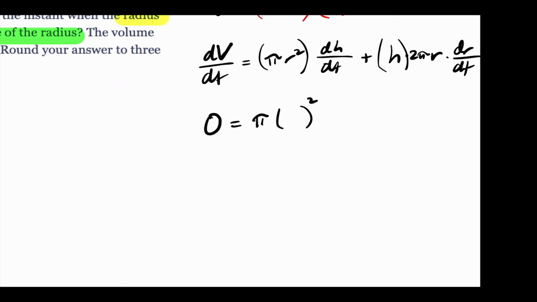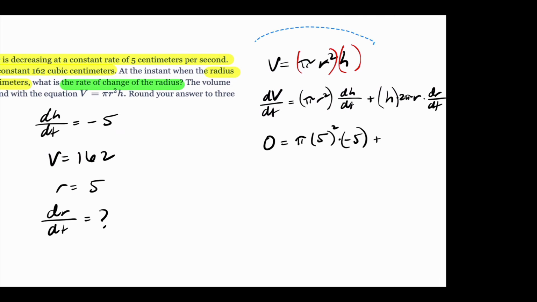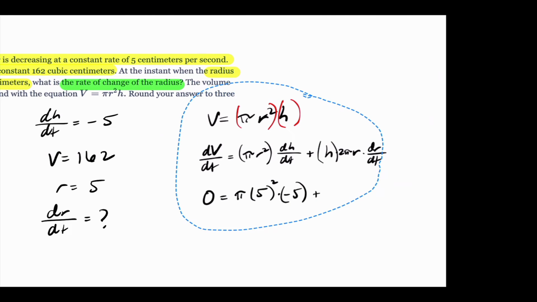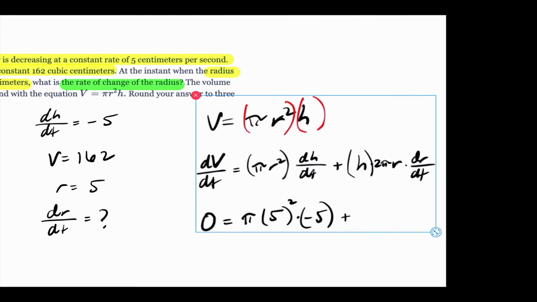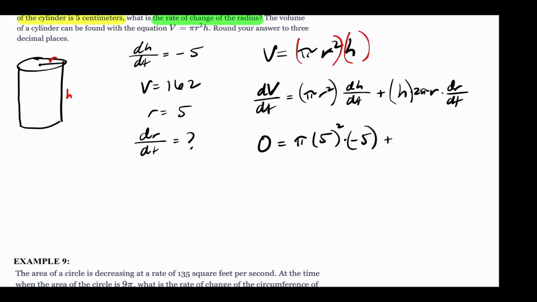Pi times r squared. R is 5. Times dh dt. Negative 5. Plus h. Do I have h? No, I don't have h. Let me move this down here so I give myself a little more room. I'm already trying to find dr dt, so I can't have another variable. So how do I find h?